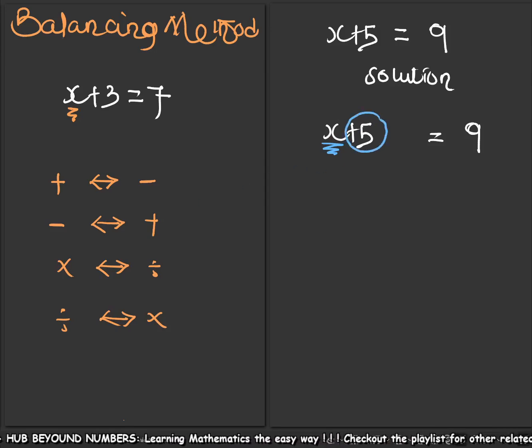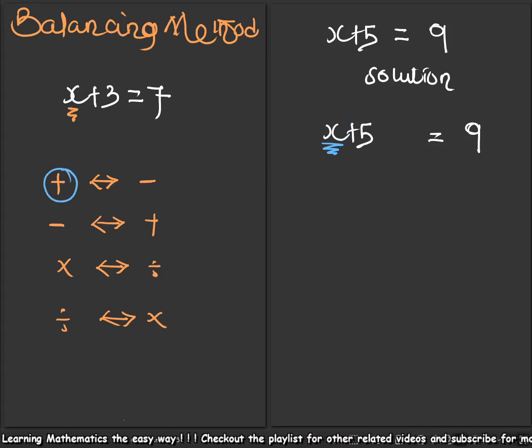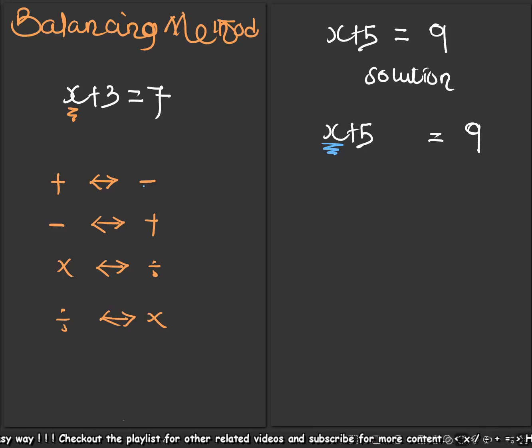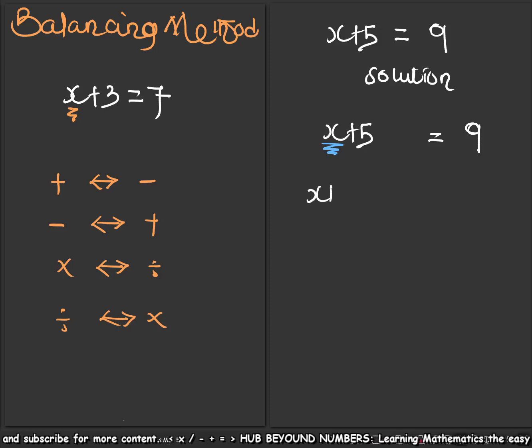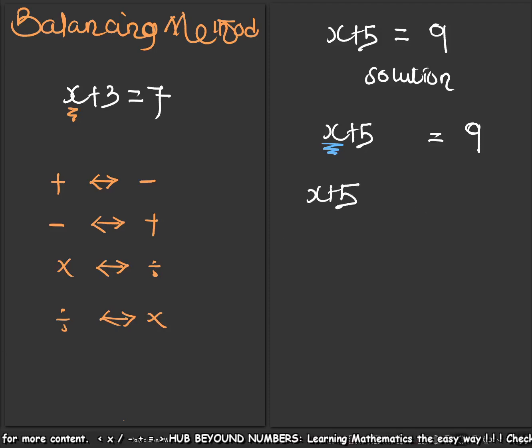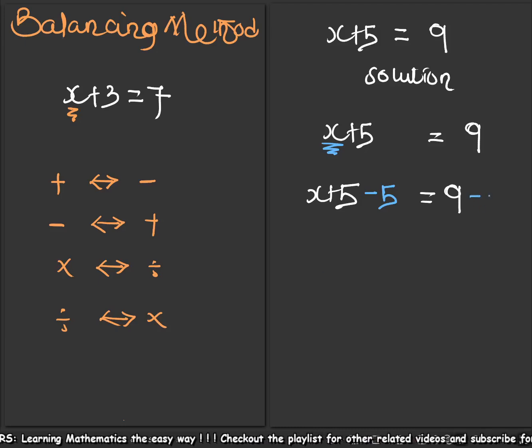Now this over here is a positive 5, plus 5. To undo addition, we need what? Subtraction. So the balancing method says we should write out this x plus 5, then since we want to undo this, we say minus 5. And we come to the other side of the equation and do the same thing over there, so minus 5 as well. That is all the balancing method is saying.